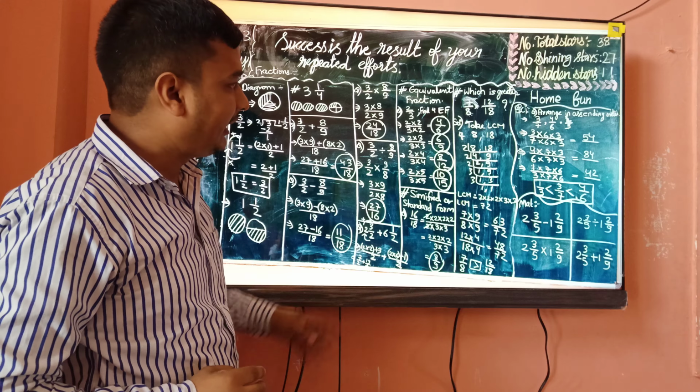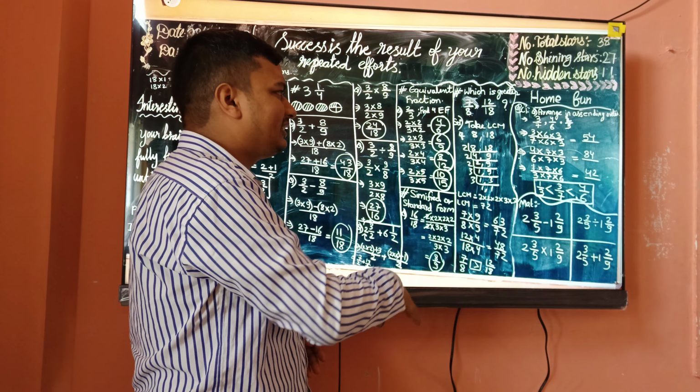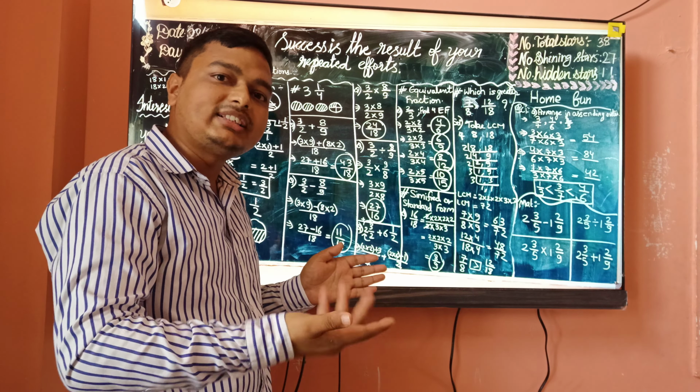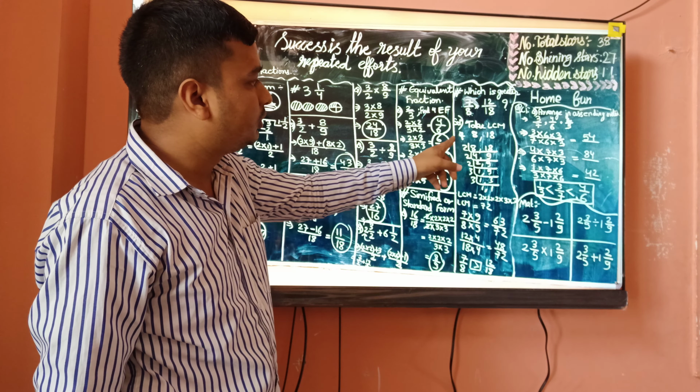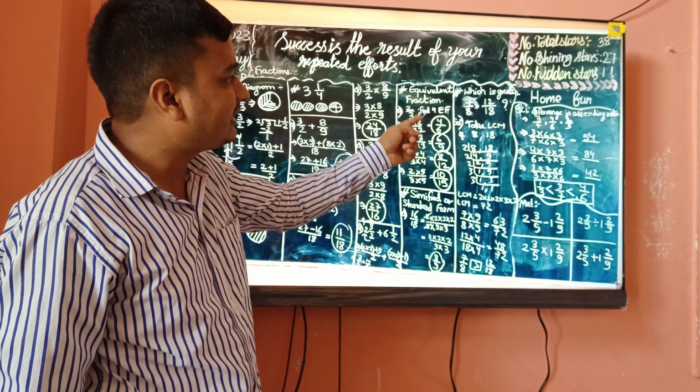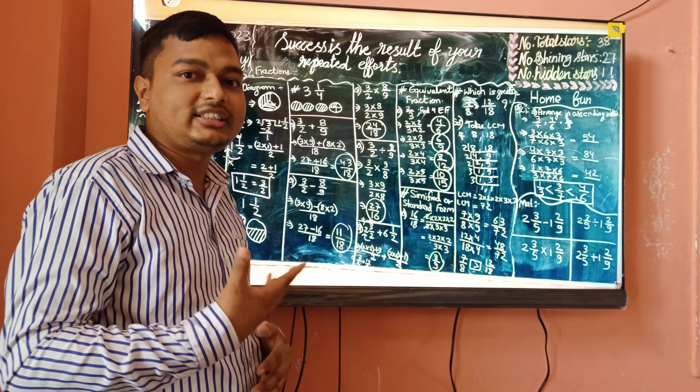I got the number. And if you cancel it, then also you will get the same answer. Equivalent fraction means if you cancel, then also you will get the same. For example, 2 2s are 4, 2 3s are 6, 2 by 3. Here 3 2s are 6, 3 3s are 9. Again, if I cancel, then also I will get the same answer. That is known as equivalent fraction.